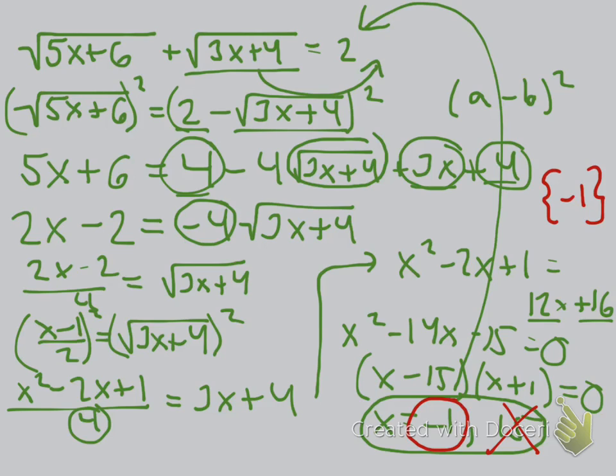So only 3 examples, not a lot new going on here. You do have to square both sides, make sure you isolate that radical, and check your solutions.